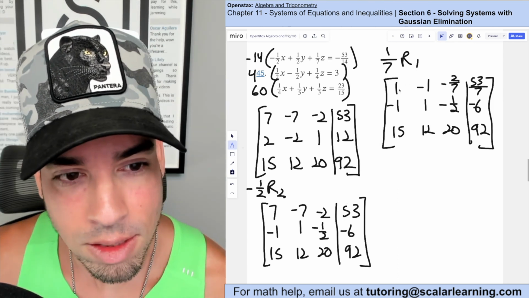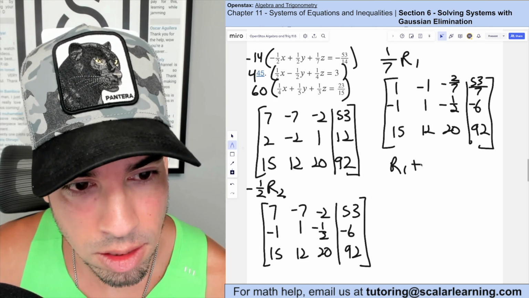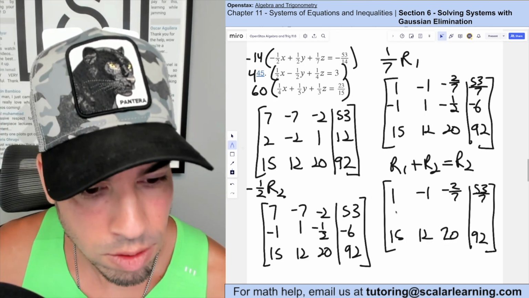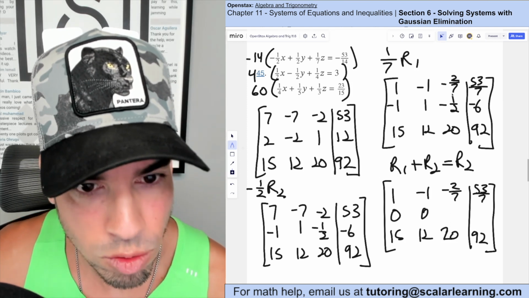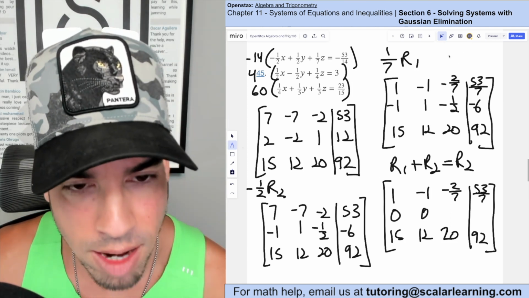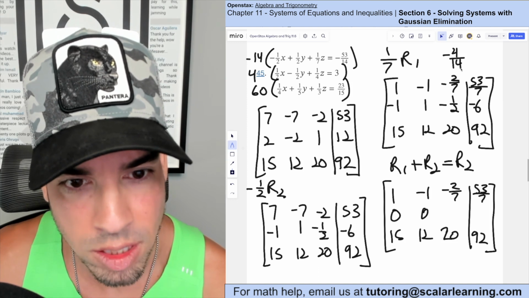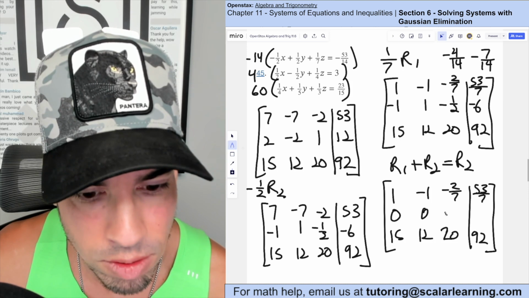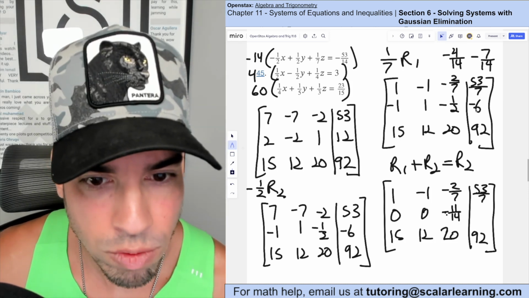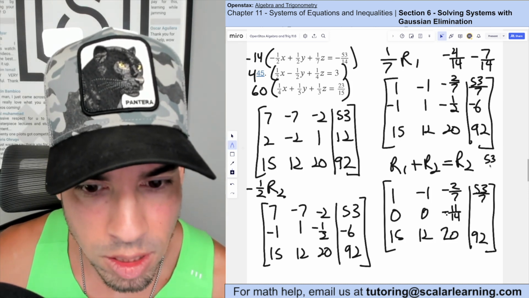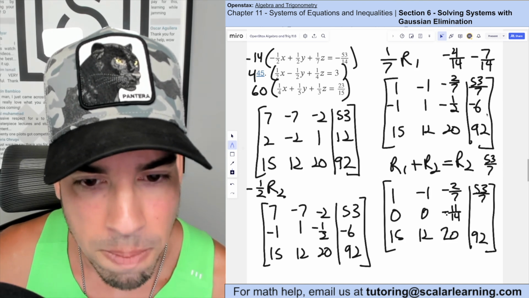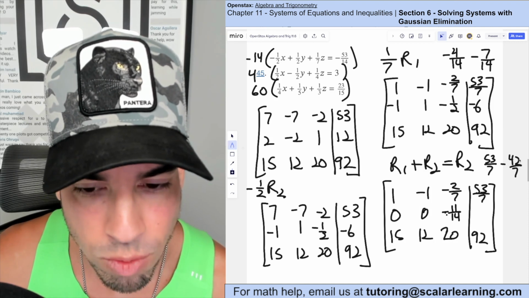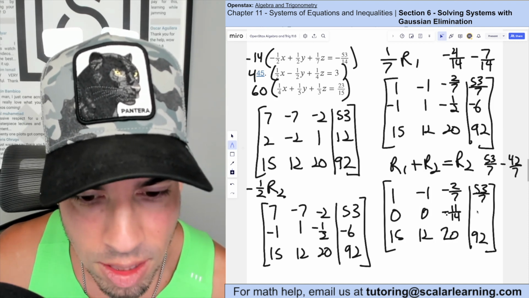Next, I'm going to add row 1 as is to row 2 and set that equal to a new row 2. Let's write that out. 1 plus negative 1 is 0. Negative 1 plus 1 is 0. Negative 2/7 plus negative 1/2, that's going to be negative 4/14 minus 7/14, which is negative 11/14. And then 53 over 7 plus negative 6 would be negative 42 over 7. 53 minus 42, what is that? 11. So it's positive 11 over 7.